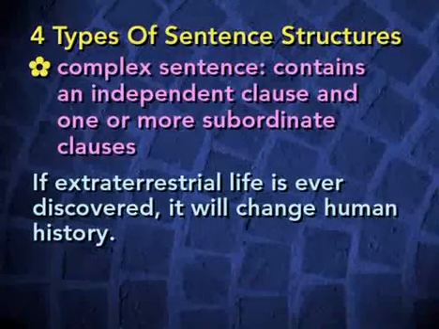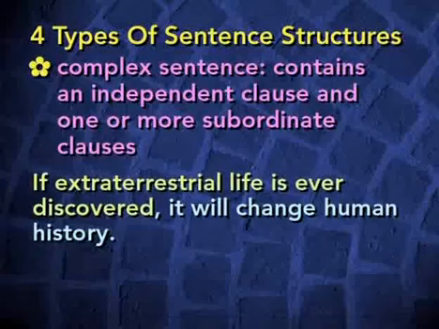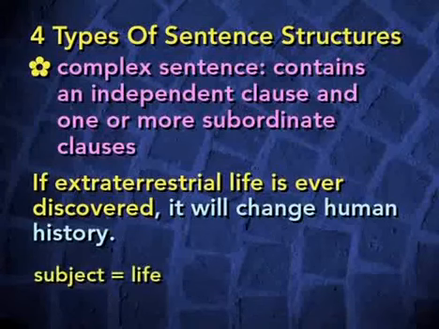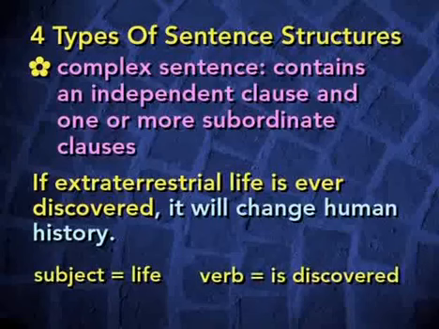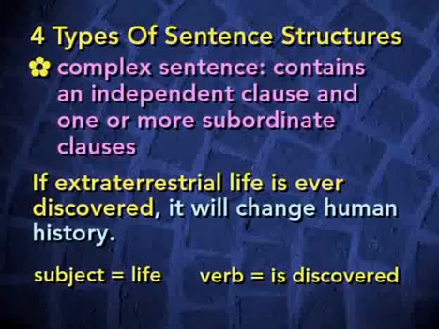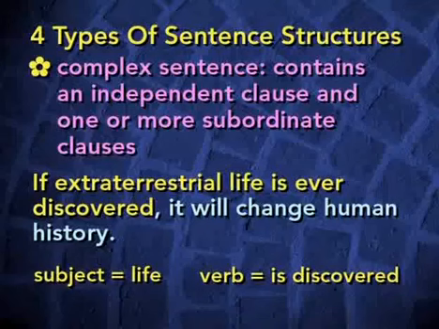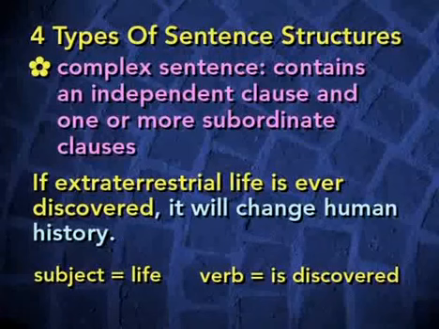Now here we have two clauses. The first clause says, if extraterrestrial life is ever discovered. The subject of this clause is life. The verb is discovered. It's a two-word verb, and in this case, the word ever happens to come in between the two parts of the verb. That happens sometimes. So the subject and the verb is life is discovered, and the whole clause reads, if extraterrestrial life is ever discovered. Now let's pause.